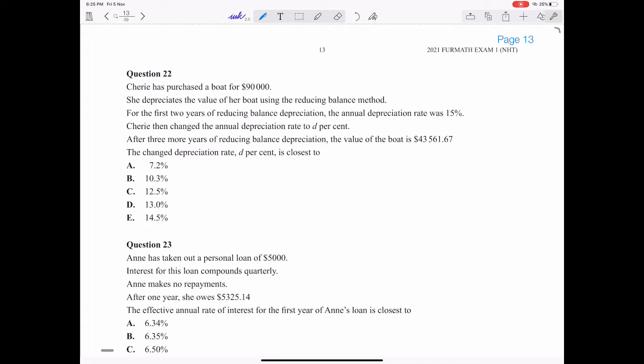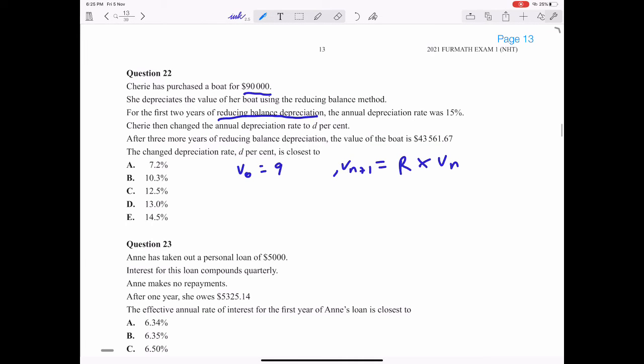So, to do this question, we'll just form a recurrence relation for the first 2 years, and we know that it's a reducing balance method of depreciation. So therefore, the formula will be V(n+1) equals R times Vn. So we know that the boat was $90,000, so therefore our initial value V0 is 90,000, and the value of R is equal to 1 plus or minus r on P on 100. So you should just have that rule in your notes.